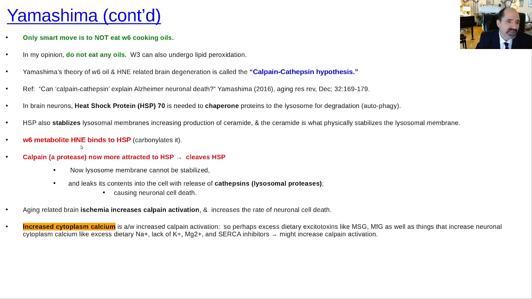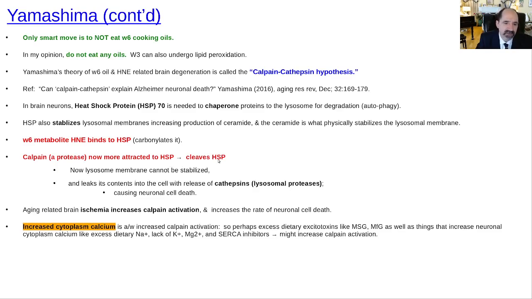The metabolite HNE, the toxic aldehyde hydroxynonenal, when it's present, will bind to the heat shock protein, HSP, and that's a really big problem. It damages the function of HSP, and in particular, it makes HSP more attractive to calpain. Calpain is an aggressive protease enzyme in the cell cytoplasm. So when HSP is bound to the toxic aldehyde, HNE, calpain becomes attracted to it, and it will cleave HSP, cut it in half, okay?